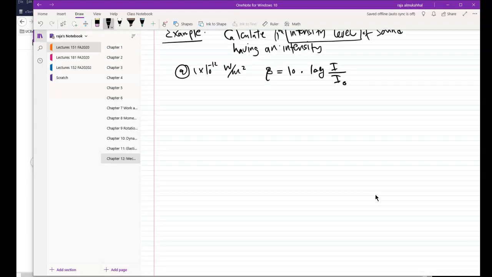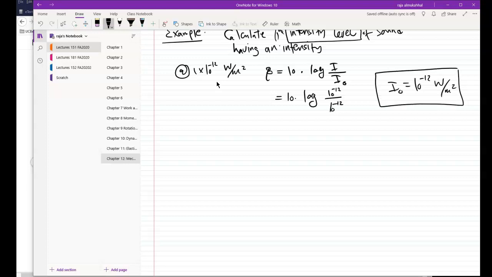All you need to do is plug it in. So I have here 10 times log. I is given to us. He said the intensity is 10 to the negative 12, so that's 10 to the negative 12 divided by I naught. I naught is 10 to the negative 12. Remember that, I naught is always 10 to the negative 12. It's just a constant. Always.